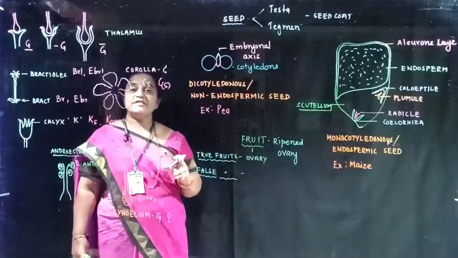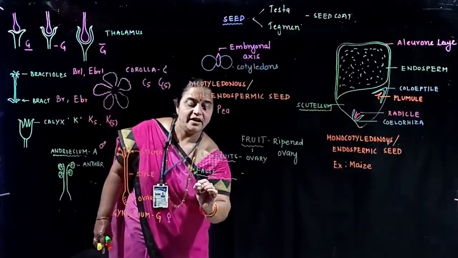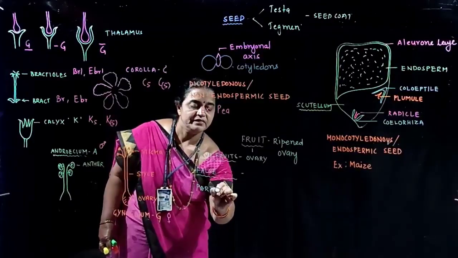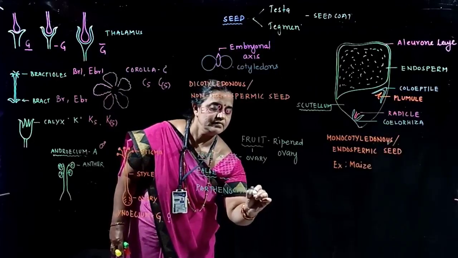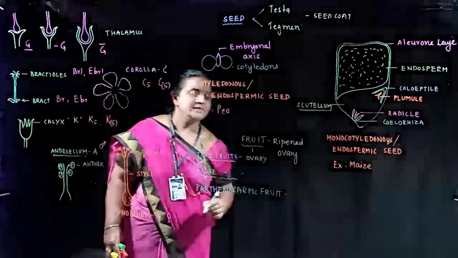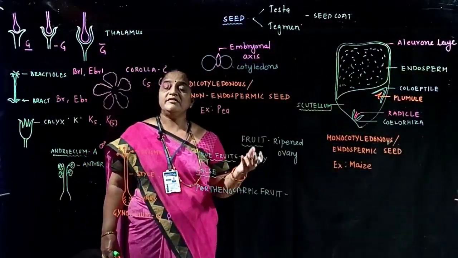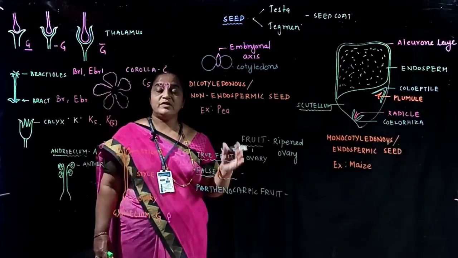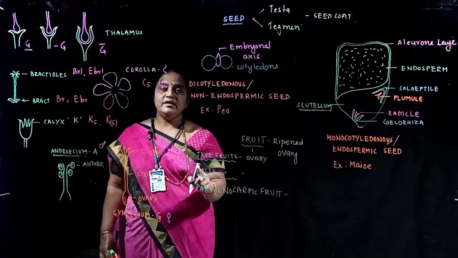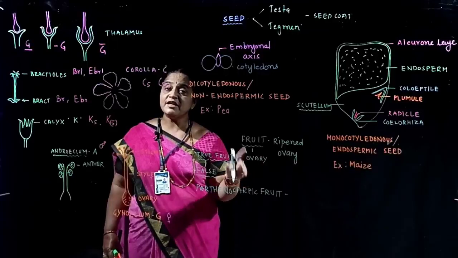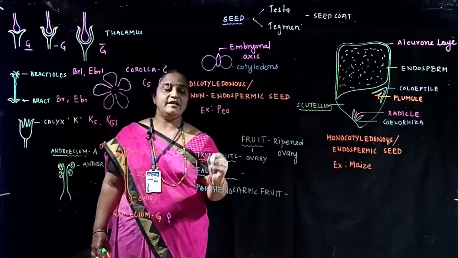There are some fruits which are seedless, as the fruit develops without fertilization, and they are called parthenocarpic fruit. So parthenocarpic fruits are seedless. Examples are banana or pomegranate. Pomegranate is available now. Grapes are available. These are artificially induced parthenocarpic fruits. The natural parthenocarpic fruit available is banana. So a true fruit develops from the ovary. A false fruit develops from some other parts of the flower but never from the ovary, and parthenocarpic fruits develop without fertilization.